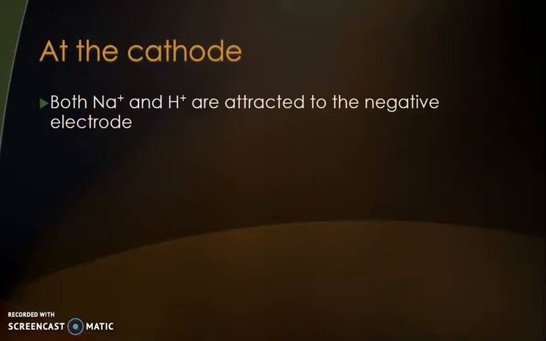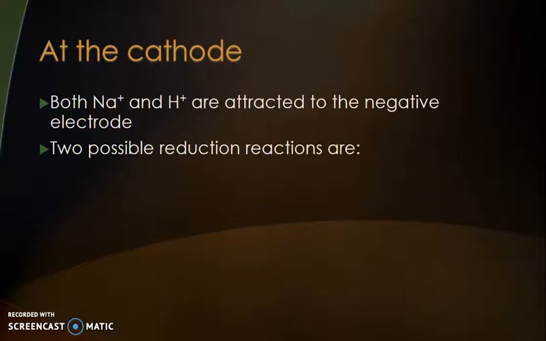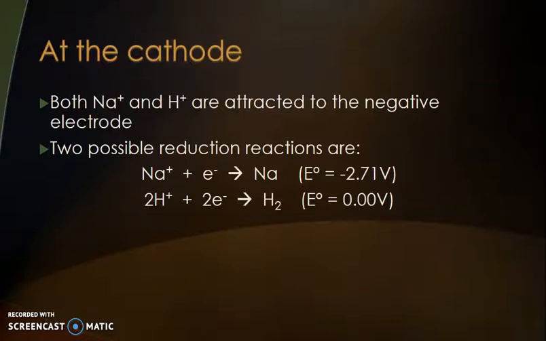At the cathode, we've got sodium ions and hydrogen ions, and they're both going to be attracted to the negative cathode. And again, we've got two possible reduction reactions occurring. We've got sodium ions being reduced to form sodium metal, and that has a very, very low E0 value. That means it is going to require a lot of energy to make that sodium metal be formed. We also have hydrogen ions, which can be reduced to form hydrogen gas, and that is going to have an E0 value of 0, which means that the hydrogen ions are a much stronger oxidant than sodium ions, so are much more likely to be reduced.